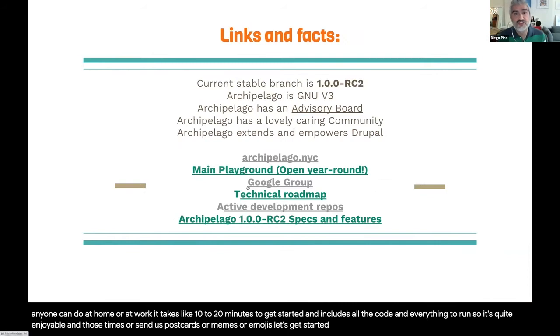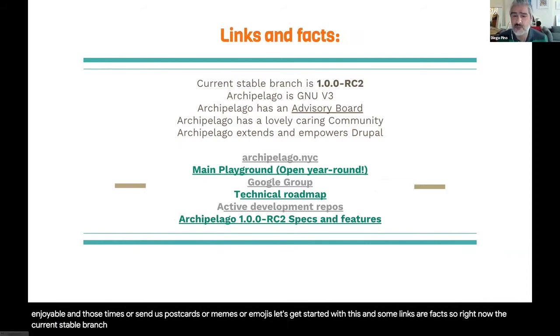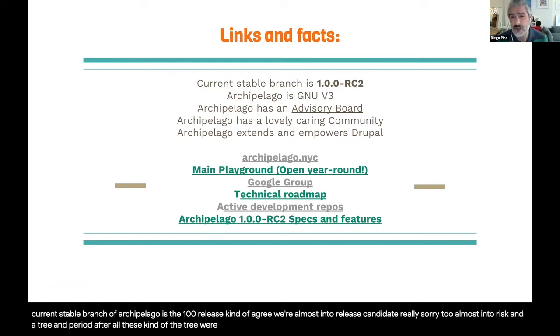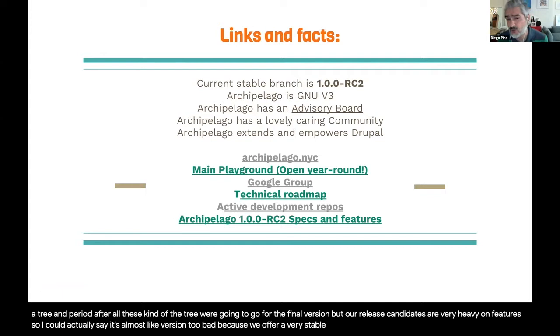Let's get started with this. Some links and facts. Right now, the current stable branch of Archipelago is the 1.0.0 release candidate 3. We're almost into release candidate 3, sorry, 2, almost into release candidate 3. After release candidate 3, we're going to go for the final version. But our release candidates are very heavy on features. So I could actually say it's almost like version 2. But because we have a very stable roadmap and a very ambitious roadmap, we have stayed at the release candidate level.